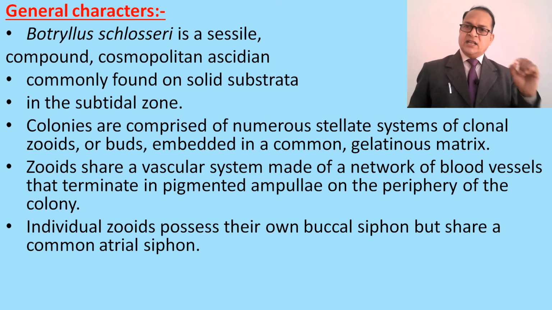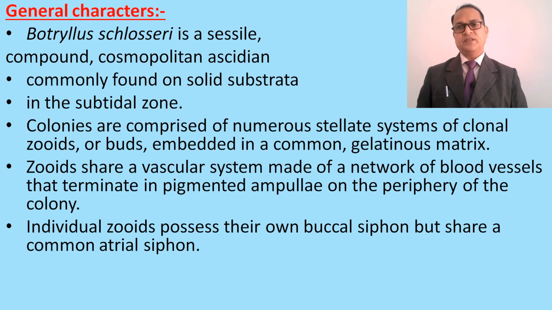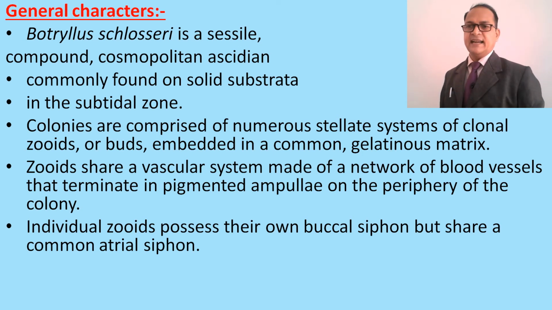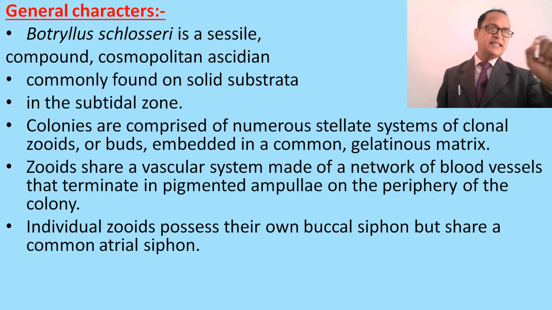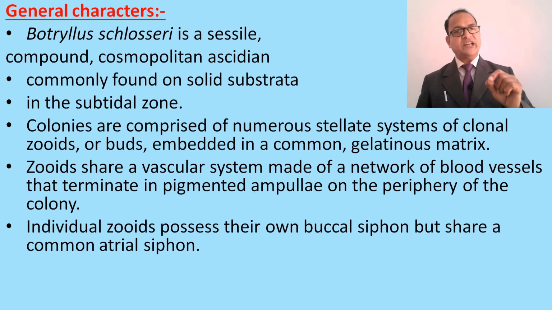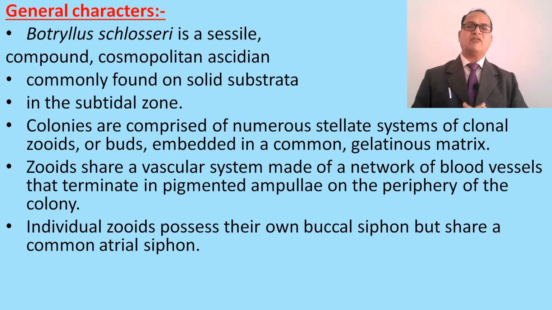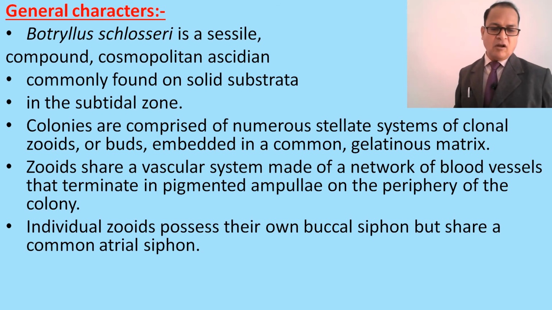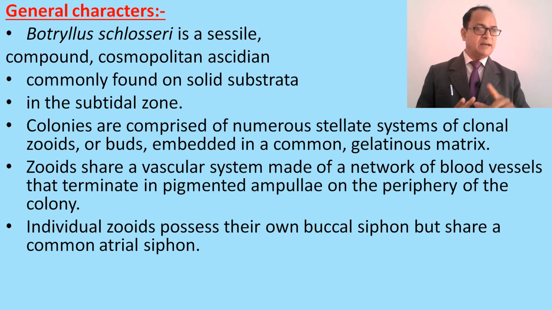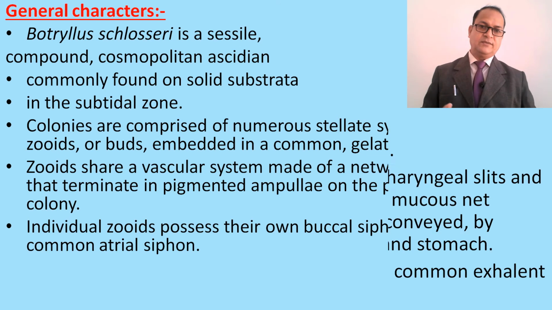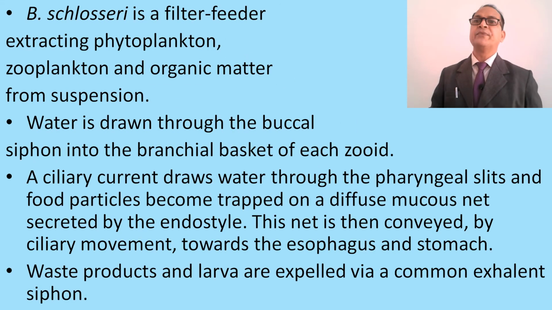Botrylus schlosseri is a sessile, compound, cosmopolitan ascidian commonly found on solid strata and in the subtidal zone. Colonies are comprised of numerous stellate systems of colonial zooids embedded in a common gelatinous matrix. Zooids share a vascular system made up of a network of blood vessels that terminate in pigmented ampullae at the periphery of the colony. Individual zooids possess their own buccal siphon, but they share a common atrial siphon. Just now I told you.